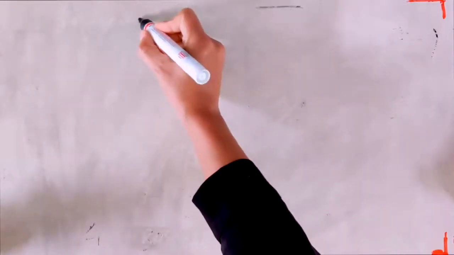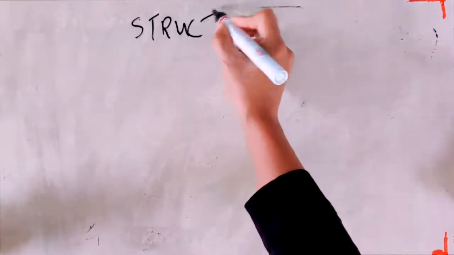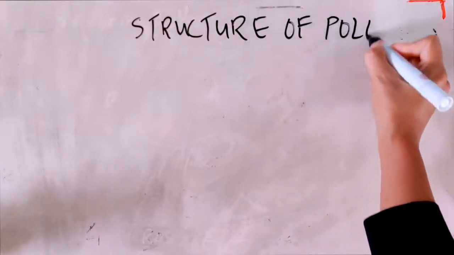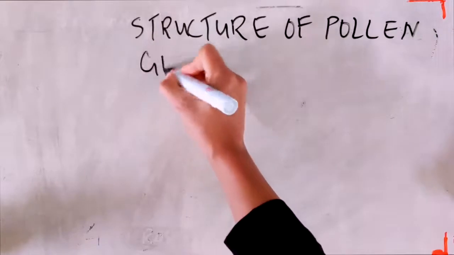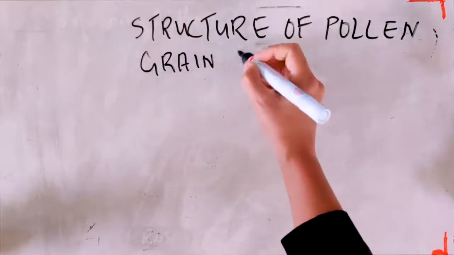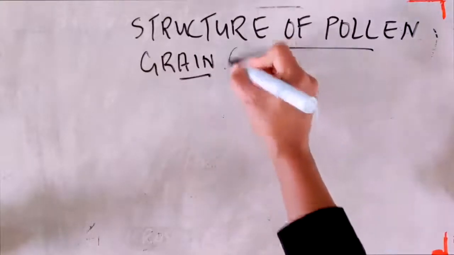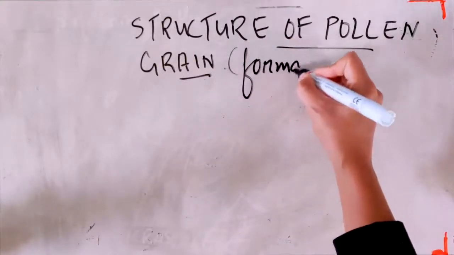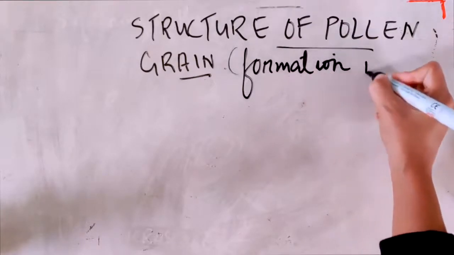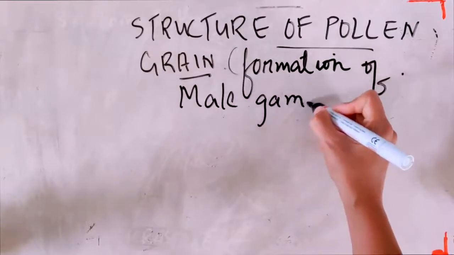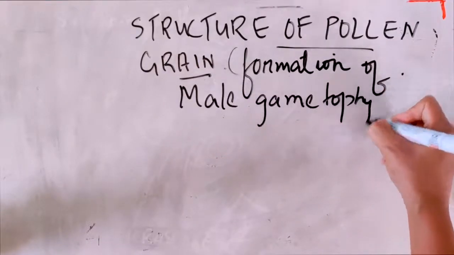So the topic for today's class will be, you can write down, structure of pollen grain, or we also can call it the formation of male gametophyte.